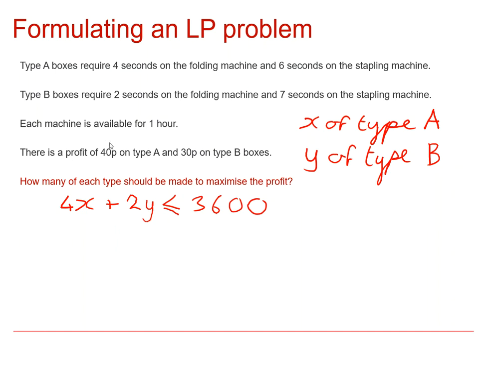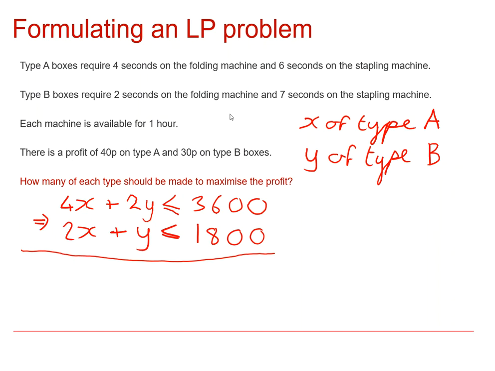Now you might spot that we've got a common factor of 2 here, so it's probably sensible to simplify this by dividing through by 2. And then the other constraint, of course, is going to come from the stapling machine. Type A, 6 seconds per box, type B, 7 seconds per box.